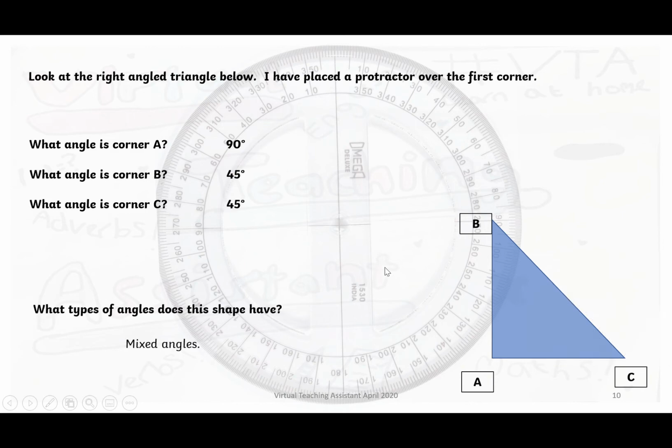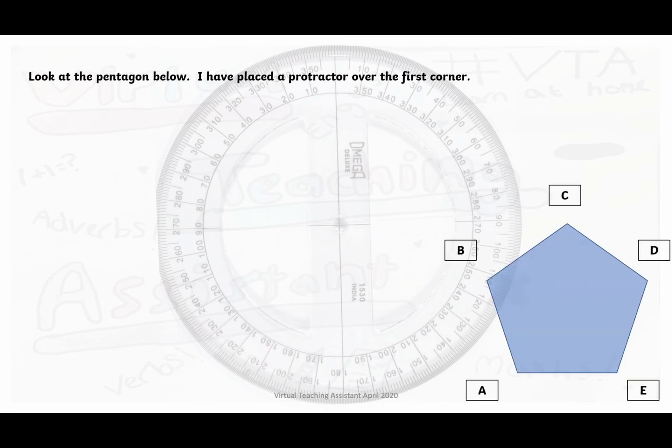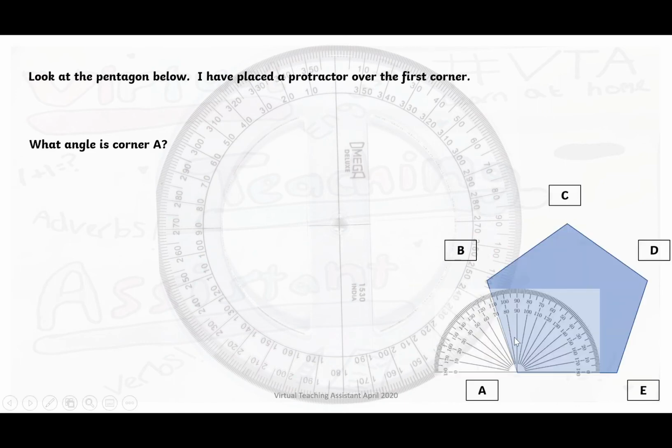So what types of angles does this shape have? Well, it's mixed. It's got one right angle and two acute angles. Now, have a look at my pentagon, which is below. Now, let's have a look.